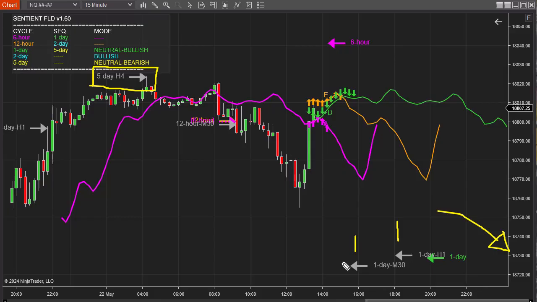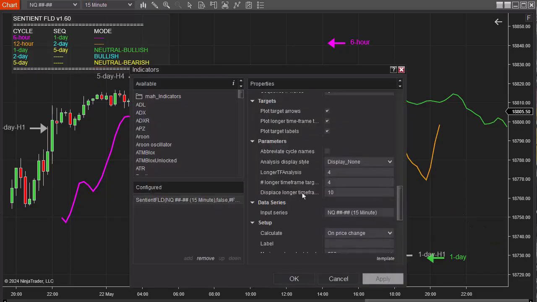And so for that reason, the time displacement of the longer time frame targets is in fact fixed by a property in the indicator. And here is that property. It is to displace longer time frame targets. You can see that the number here is 10. That refers to the number of bars. Not only the number of bars, but in fact the number of bars multiplied by the number of time frames longer than the current time frame from which the target was generated.